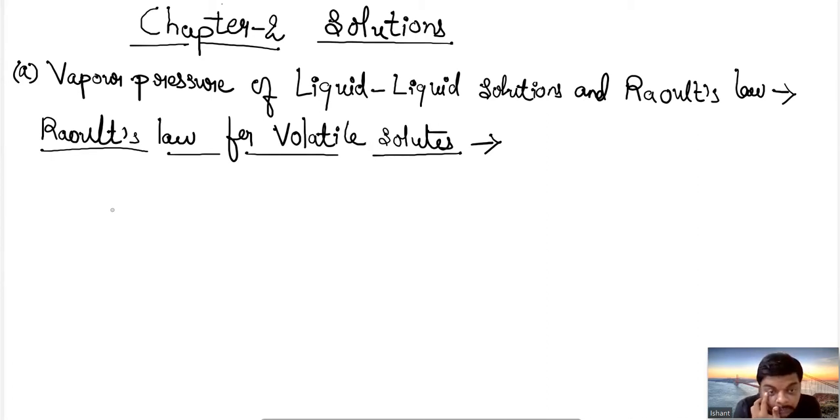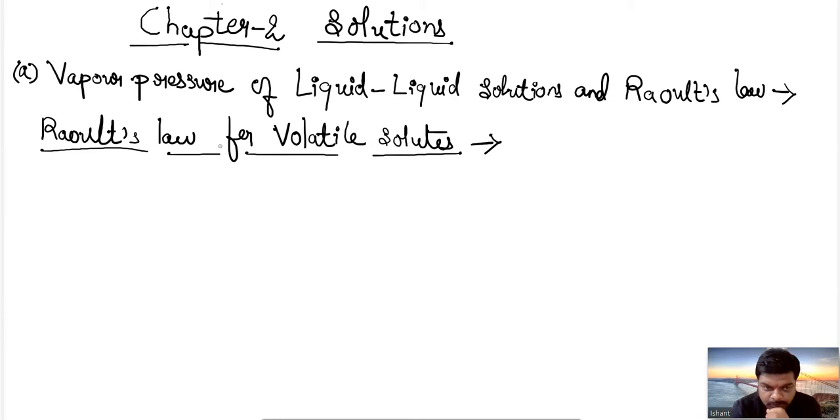If I am talking about a liquid-liquid solution, it means the solvent is liquid and the solute is also liquid. Then in this type of solution, let us consider that the solvent as well as the solute are both volatile in nature. What does this volatile mean?